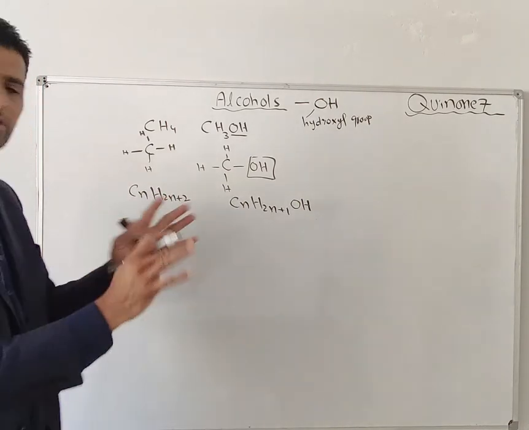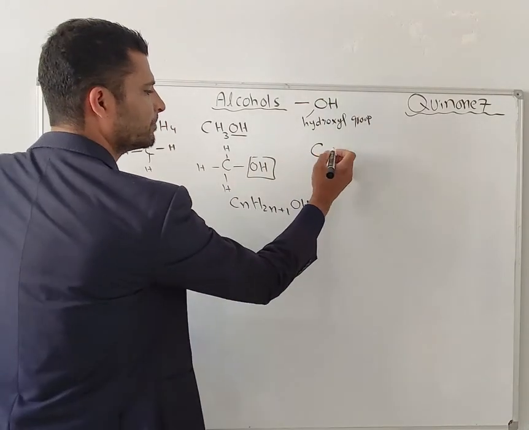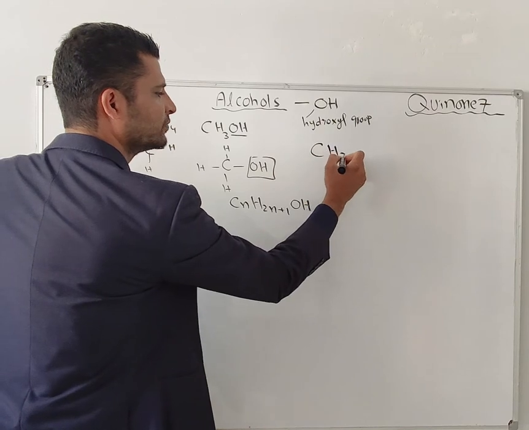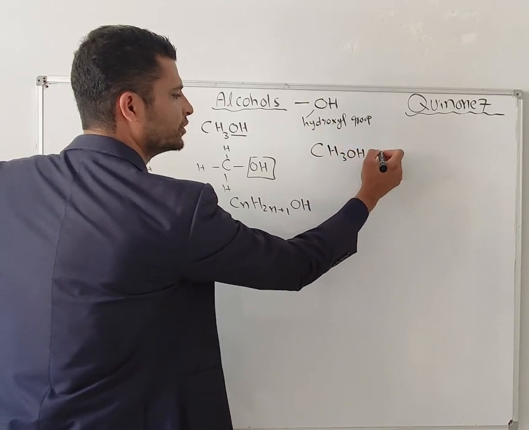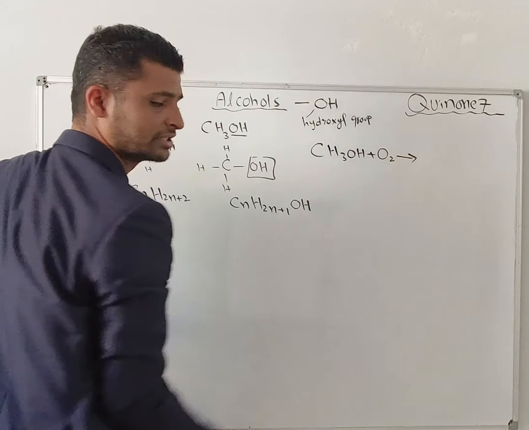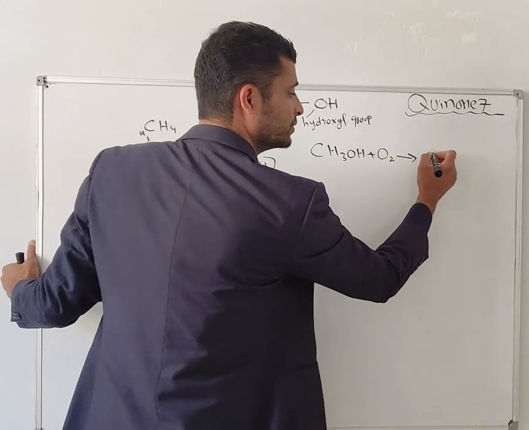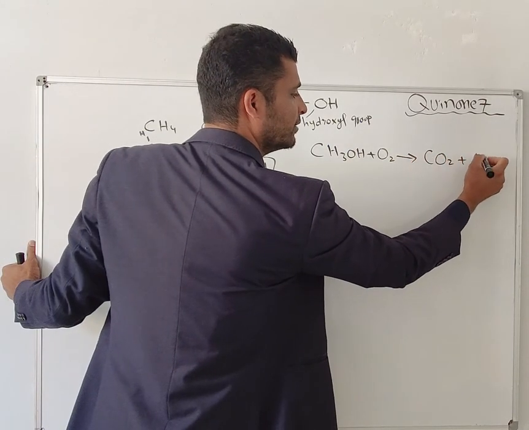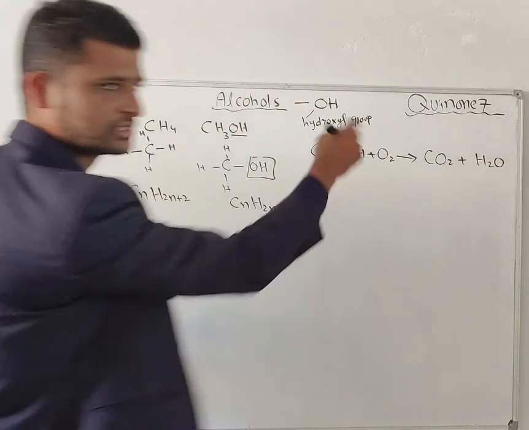Now alcohols will do the same thing when they do combustion. For example, if you have CH3OH and you are going to burn it, meaning reaction with oxygen, you are going to produce carbon dioxide and water, and then you can obviously balance it.